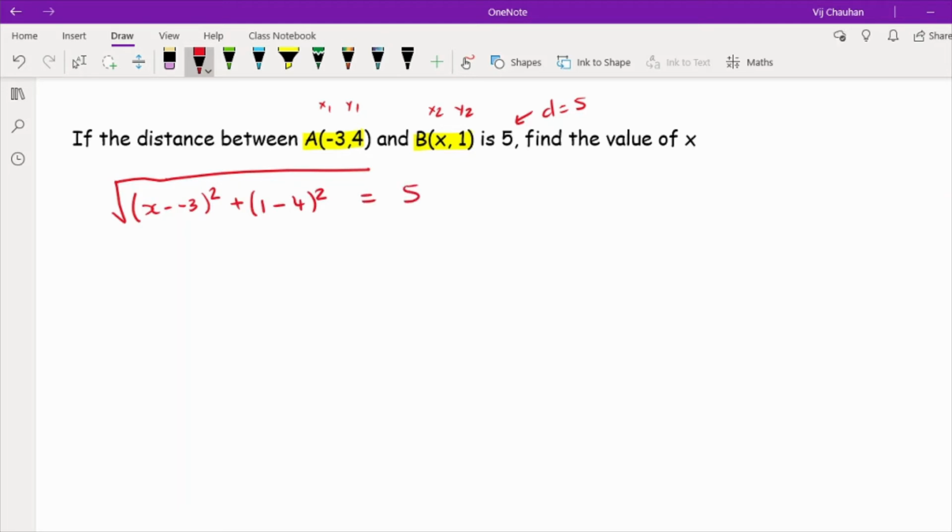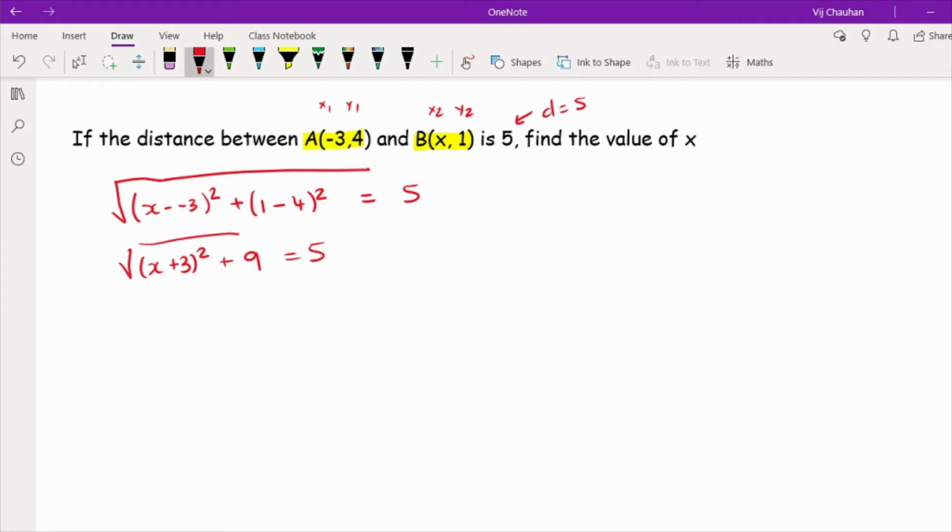So what I'm going to do is I could get rid of the square root first by squaring both sides, or I can just simplify what's in the brackets first, and that's exactly what I'm going to do first. So here I've got the square root of x plus 3 squared plus 1 minus 4 is going to be minus 3 squared. It's going to give me positive 9, and that's going to equal 5.